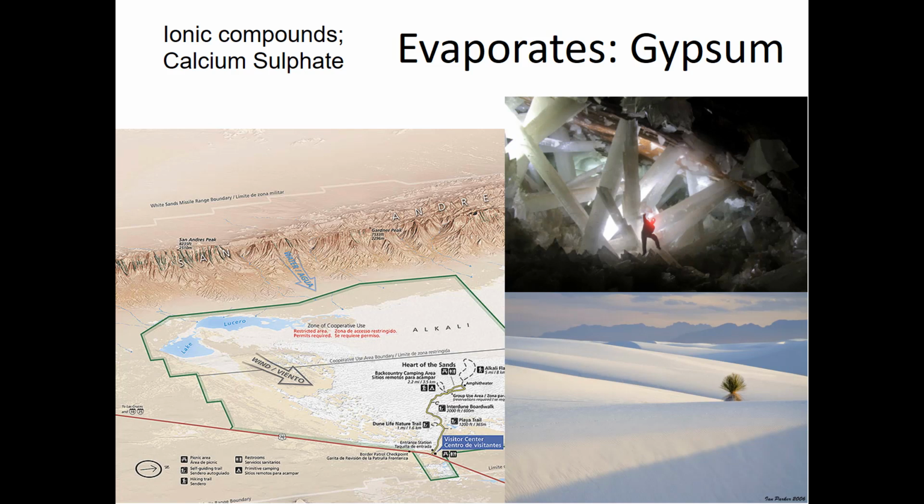Underground, if the gypsum crystals have a longer time to grow and are in more optimal conditions, if there's a supply of sulfur, you can get some very large crystals, such as the Cave of Swords. These are technically selenite, but very similar.